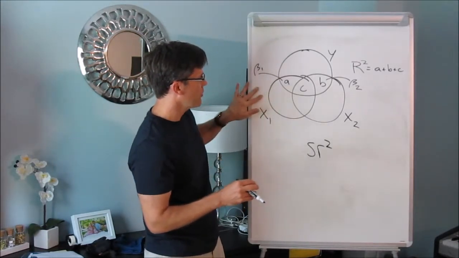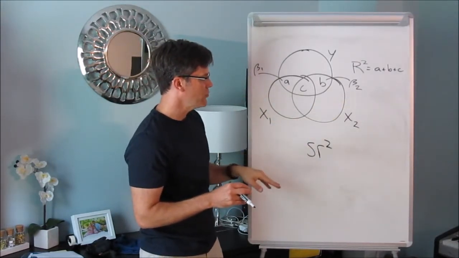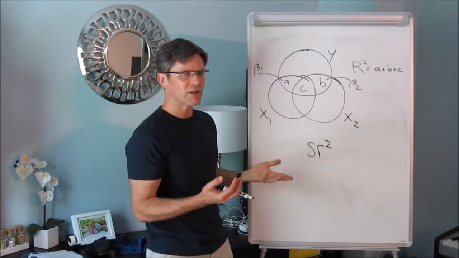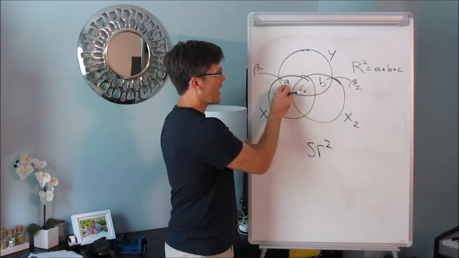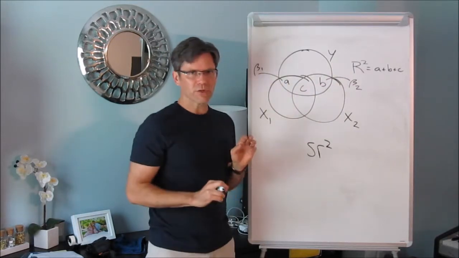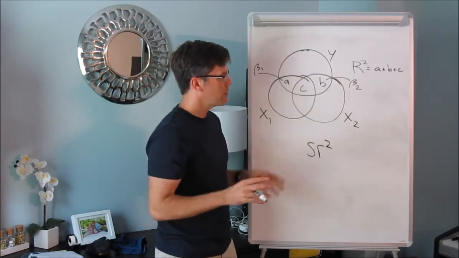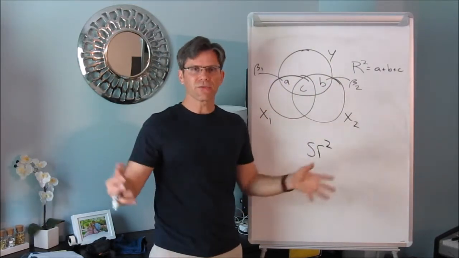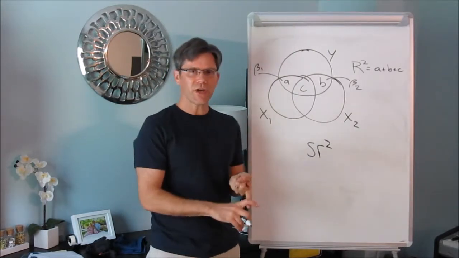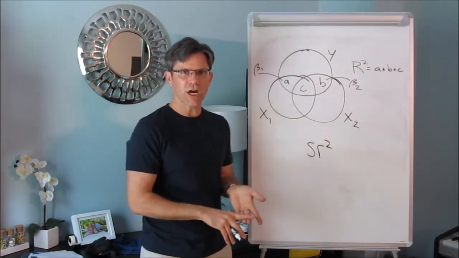And you'll get an SR squared for x1 and you'll get an SR squared for x2, and that represents the unique variance explained by each predictor. So the A part and the B part, respectively. And of course, if we had 3 or more predictors, it would just extend from there. And again, we would have what's the effect of each predictor holding all others constant.